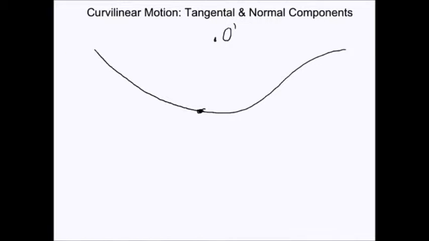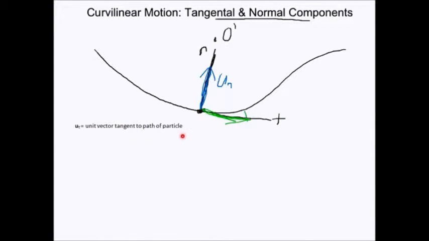The key to tangential and normal components is a coordinate system that has its origin on the curve. Here's our coordinate system, and we have n, which is our normal, and t, which is tangential. Then we have our unit vector, u sub n, in the normal direction, and our unit vector, u sub t, in the tangential direction. So u sub t is the unit vector tangent to the path of the particle, and u sub n is the unit vector normal to the path of the particle.